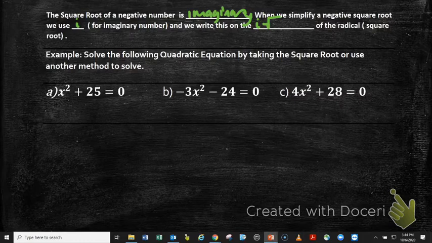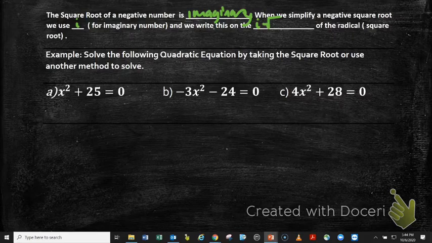So we're going to solve the following quadratic equations by taking the square root, and we'll see that we have negative signs in there and figure out how to do this. So real quick, this first example looks kind of like a difference of squares, only it doesn't have a minus sign. So this can't factor. So this wouldn't be x plus 5 times x minus 5.